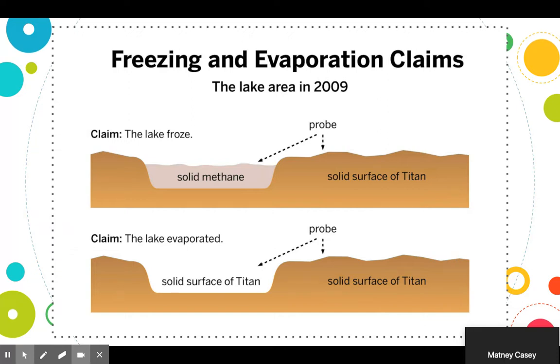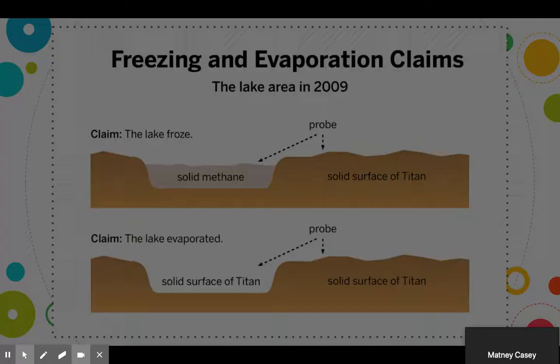All right, and then just to ground you in what our main question is: as scientists, we're able to see this methane lake on Saturn's moon Titan. There are two different claims as to what happened to it, because two years later, it wasn't there. Claim one was that the lake froze. Claim two was that the lake evaporated.